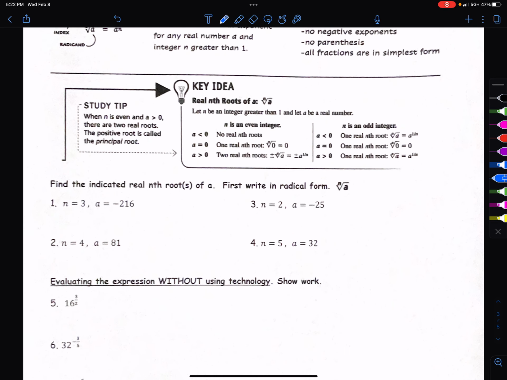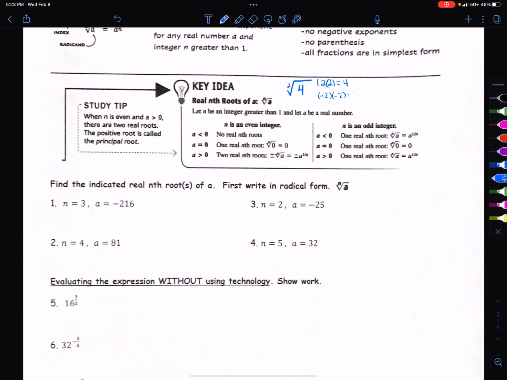Now, when we take the square root of a number, there's a 2 here. We typically don't write 2. 2 is understood. But if we take the square root of a positive number, so positive 4, that could be 2 times 2. That equals 4. It could also be negative 2 times negative 2.